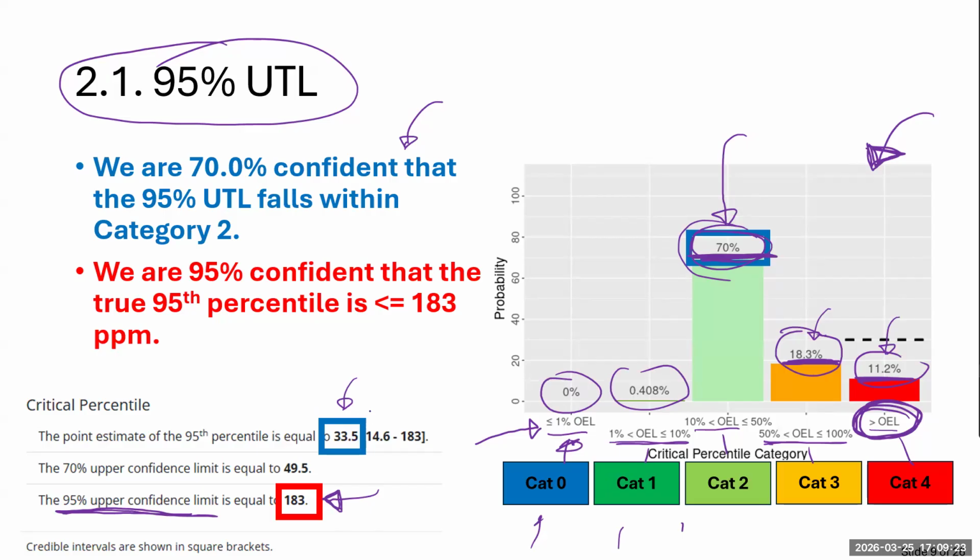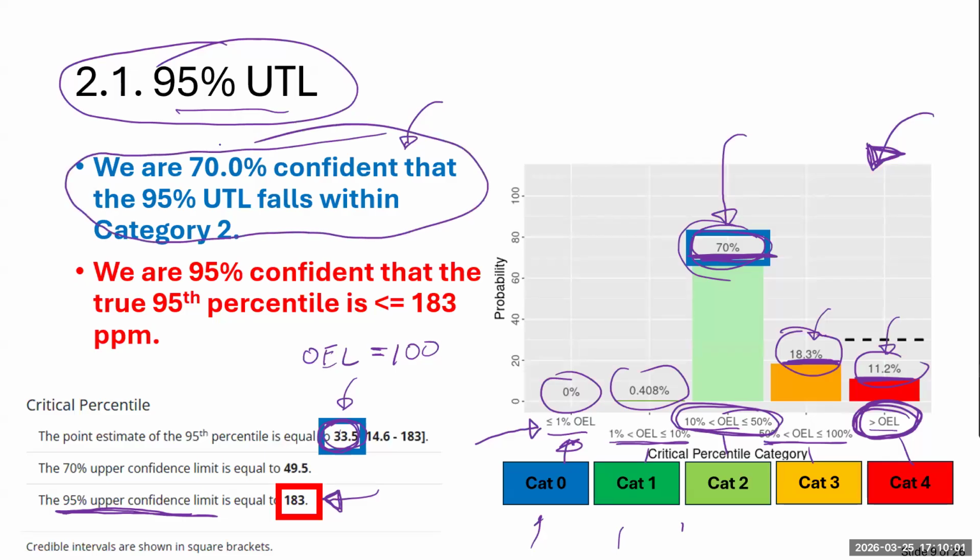This 33.5, if you notice, so let's see, I guess I did not share what this is with an OEL of 100 parts per million. So our point estimate is 33.5 for our 95% UTL. That point estimate is in this category, so it kind of makes sense that this is the highest one. But I would focus on this right here.